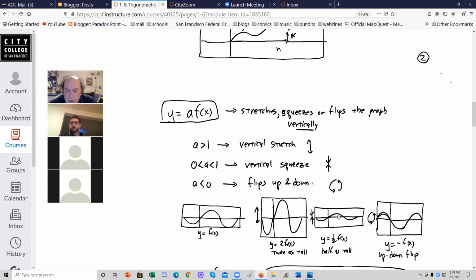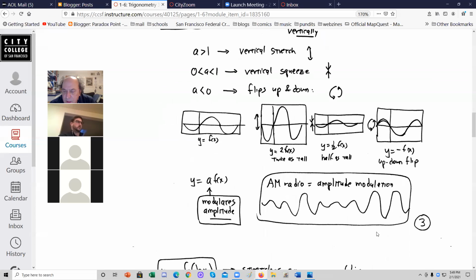For y equals a half f of x, this will take this wave and squash it, a lower amplitude. And if a is less than 0, then it flips up for down. So here this goes down, then up, then down, then up. Here, y equals minus f of x first goes up, then down, then up, and down. So this graph flipped upside down is this graph. It's minus f of x. Now this a times f of x controls how far up or down the graph goes. So that's its amplitude, and a modulates the amplitude. Now, let me ask you, have you ever heard of the phrase amplitude modulation?